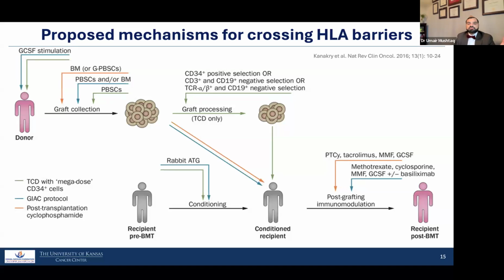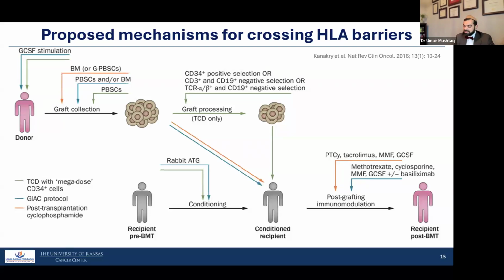There are other ways to select out the stem cells. You can also do T cell receptor alpha beta and CD19 negative selection. So it will leave you with stem cells and some NK and gamma delta cells that may be important for immune reconstitution. And you have that T cell depleted graft. And in terms of conditioning, ATG is given. ATG is anti-thymocyte globulin, so it's essentially going to kill all lymphocytes.